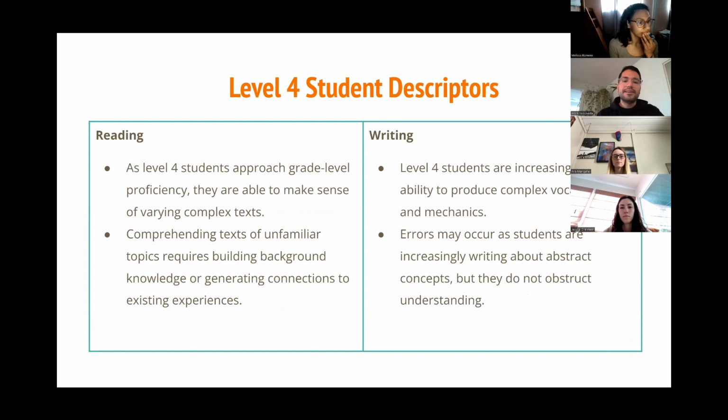As for reading, they are able to comprehend increasingly complex text, as long as they have some prior understanding, or if there is some support. Unknown topics do require that support. When it comes to writing, they are able to produce social and academic texts about concrete topics as well as abstract concepts. They use more precise general academic and content-specific vocabulary, and their errors don't really get in the way of their meanings. So overall, in summary, these students are well on their way to being proficient in English. They just need a little bit more support here or there.